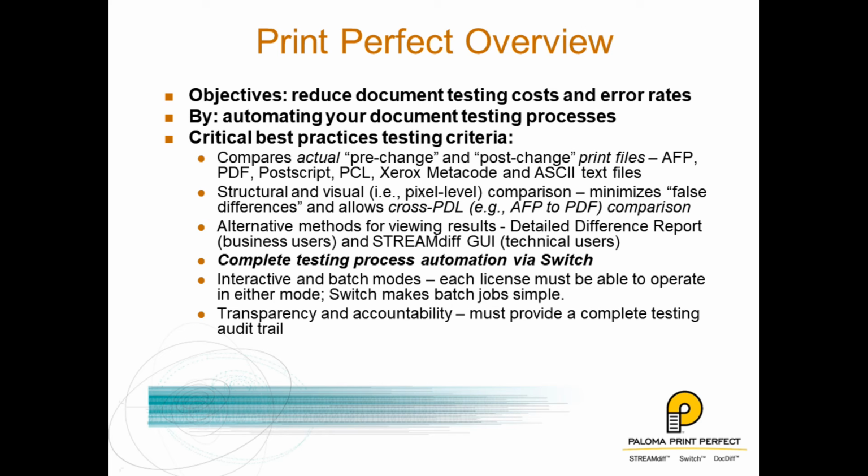Moving on to the second bullet, STREAMdiff does a structural and visual or pixel level compare of the print files. The benefit of that is by doing a structural compare, STREAMdiff is able to capture a lot of information about that file. It can then provide that information to the end user in an easy to read or view format, making it easy for them to determine if changes are acceptable or if they need to be fixed. In addition, by doing these two levels of compare, STREAMdiff is also able to compare unlike output formats. For example, AFP to PDF or PDF to Metacode.